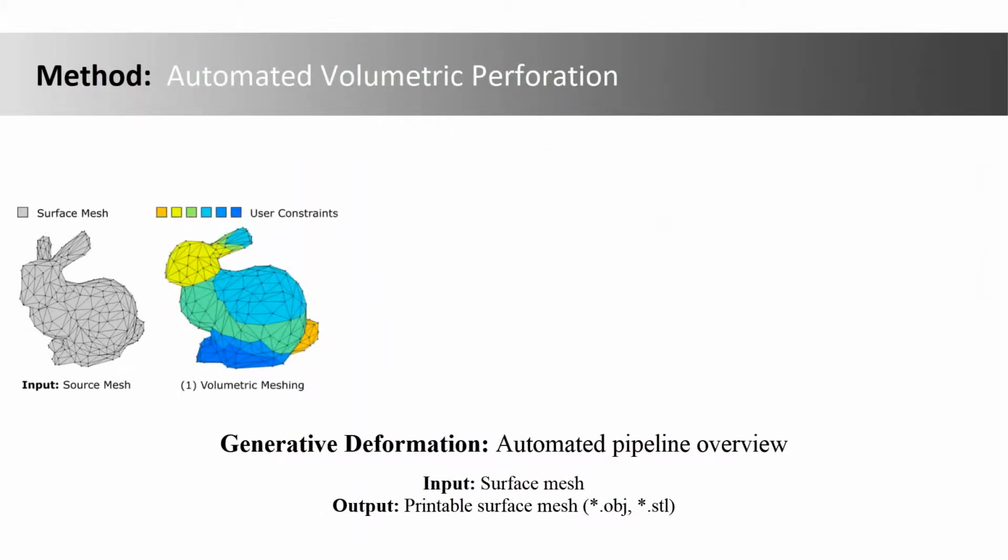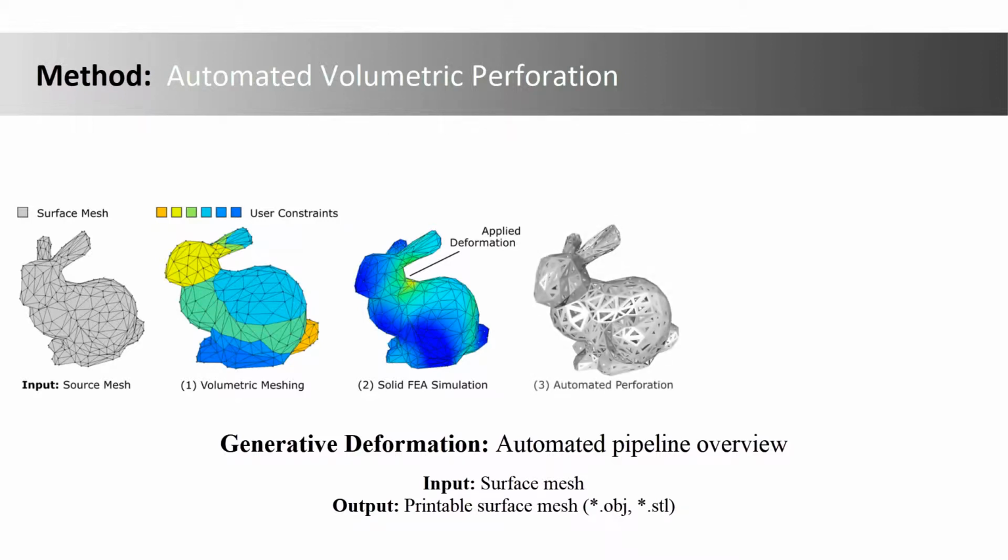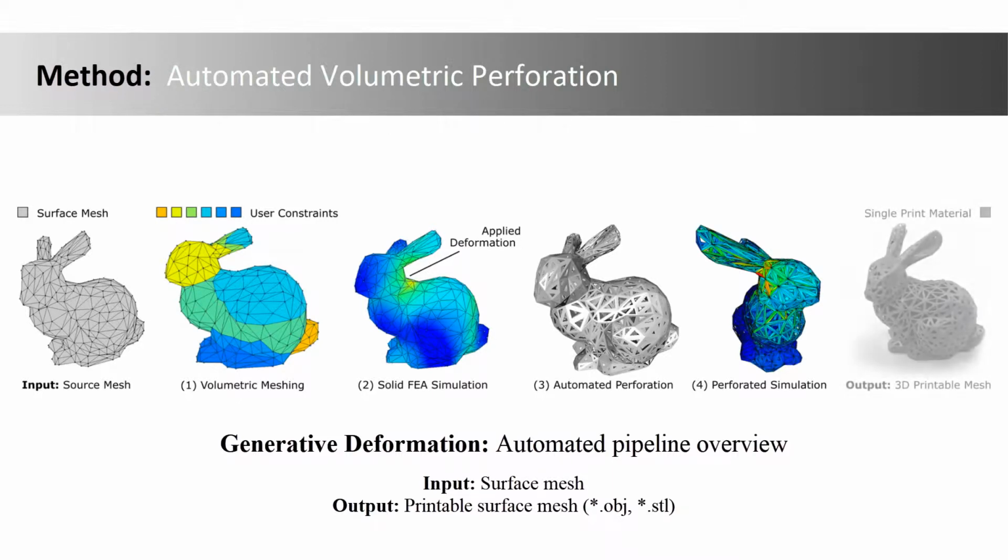The input is provided as a surface mesh that is used to create a volumetric mesh with user material constraints. This mesh is then simulated using finite element analysis subject to any applied deformation. The resulting simulation will then parameterize the heterogeneous internal structure of the perforated mesh. The perforated mesh representing the print structure can then be simulated for iterative development. The output of the pipeline is an automatically generated 3D printable hollow surface mesh.